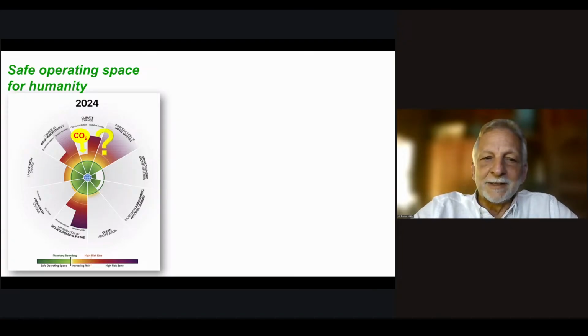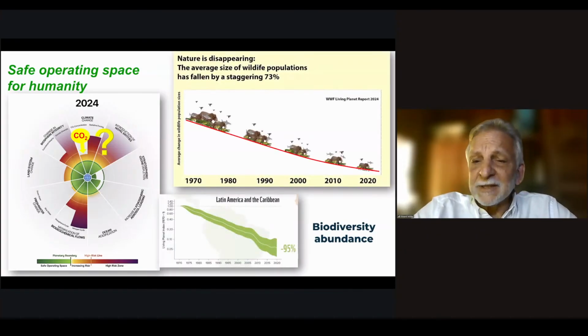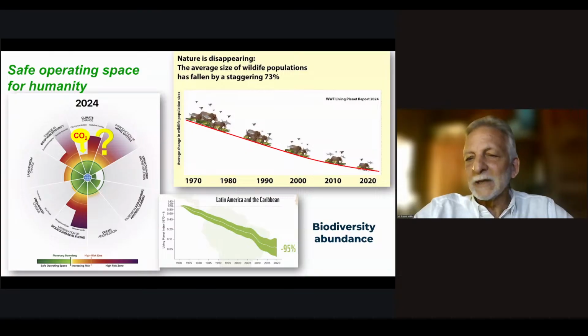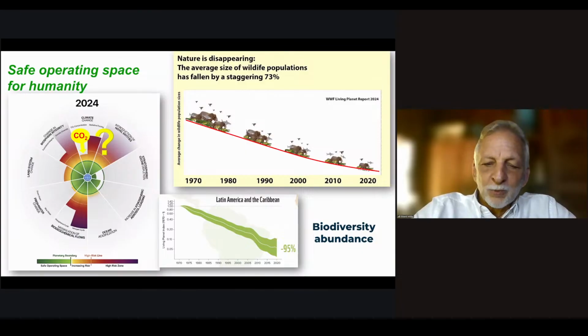And clearly, CO2 is not the highest risk for humanity, according to the planetary boundaries approach. Biodiversity loss is. Latin America, my region, which is the most biodiverse one in the world, has lost 95% of the abundance by 2020. It's losing 1% every 4 years. So now, 4 or 5 years later, we're probably at around 96.25% loss of abundance. That is critical. We have very little time to revert the damage of planetary collapse.